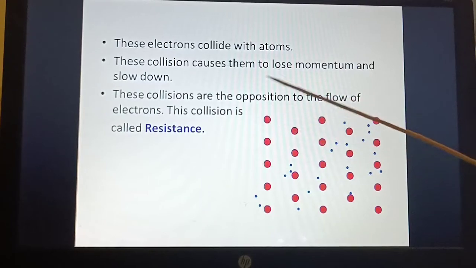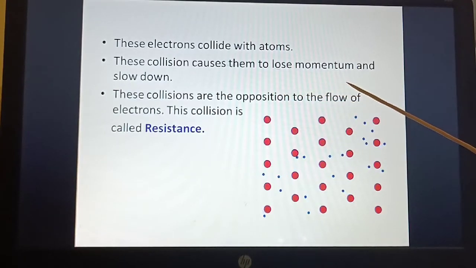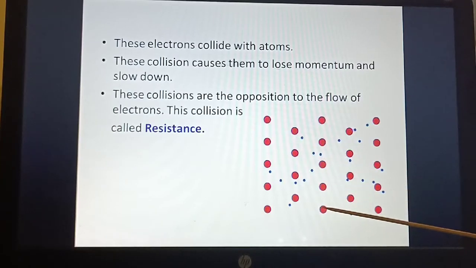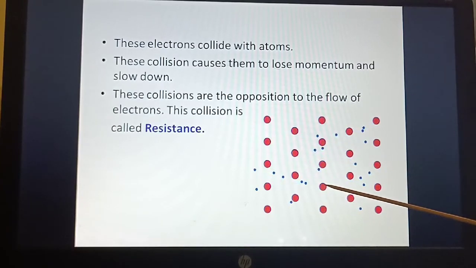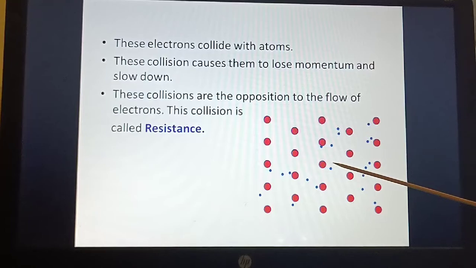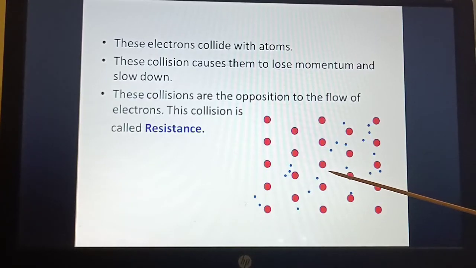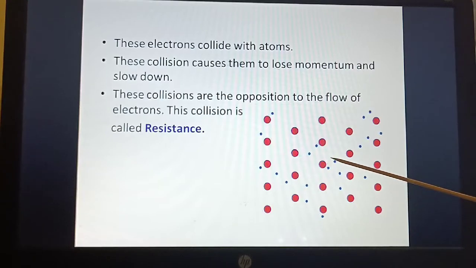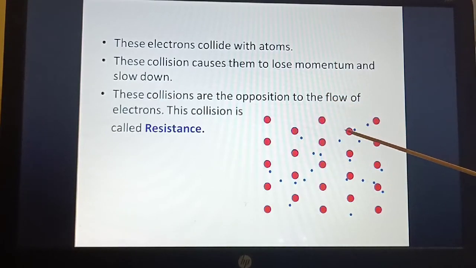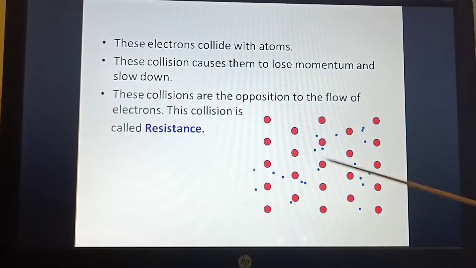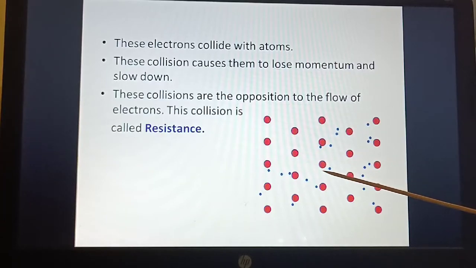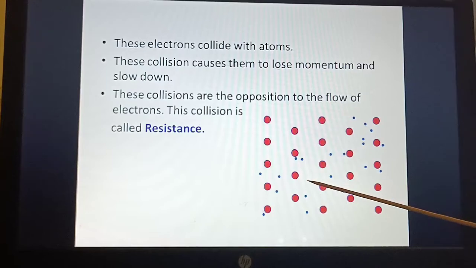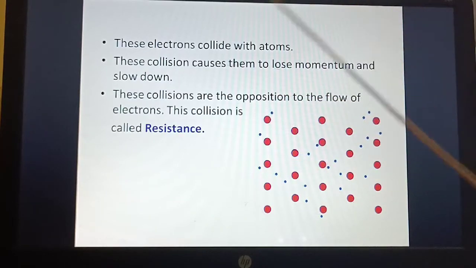These collisions cause them to lose momentum and slow down. Since they are colliding with each other, they lose momentum, and since they lose momentum, they slow down. These collisions are the opposition to the flow of electrons, and this collision is nothing but resistance. Resistance is the opposition to the flow of electrons.